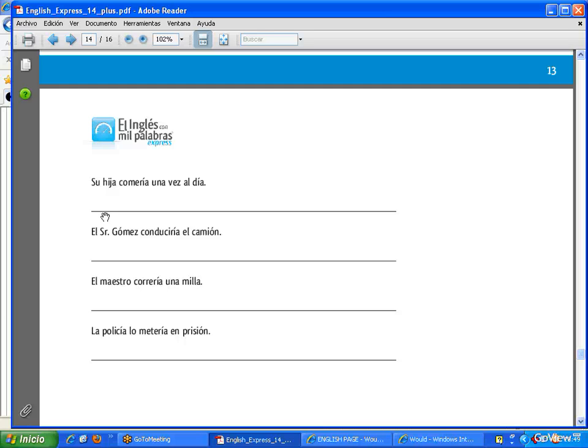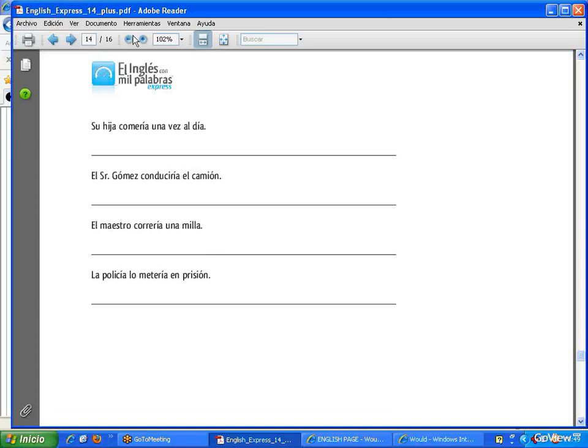Now you can turn all these into conditionals, but as they stand, they are talking about the past. His daughter, their daughter would eat once a day if she had the food. If she had the food, okay? Mr. Gomez would drive the lorry if he had to. If his brother didn't arrive for work, okay? And the teacher would run a mile. The teacher would run a mile cada día, okay? The police would put him in prison if they catch him.